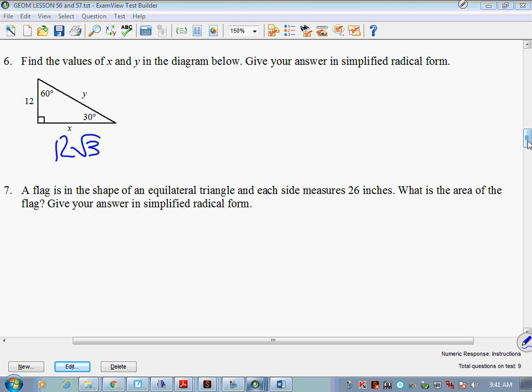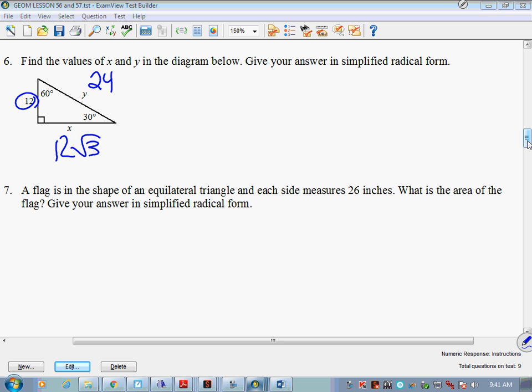I know that's going to be confusing, but we're going to take my short side times radical 3 to get the side that's opposite 60. I think you were thinking in terms of y. Y would be 24, which is 2x, so 12 times 2 is 24. So I want to get 12 radical 3 equals x, and y equals 24.